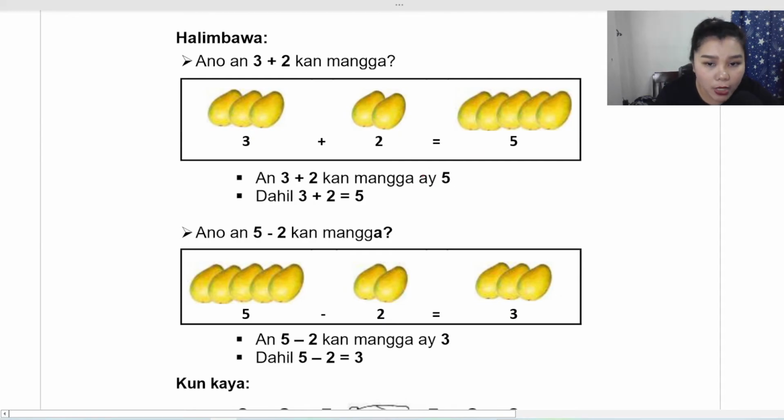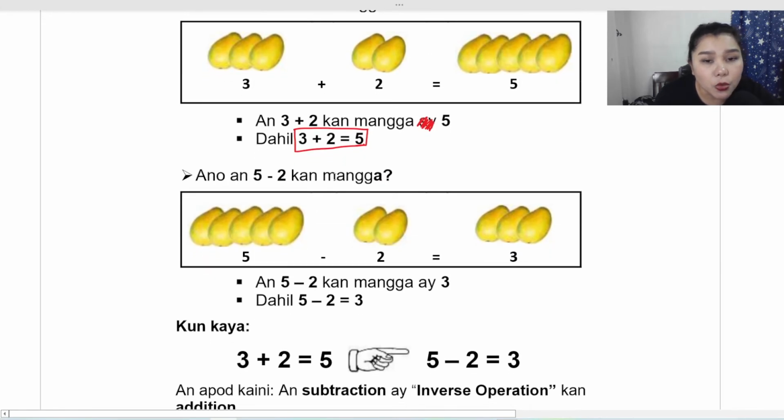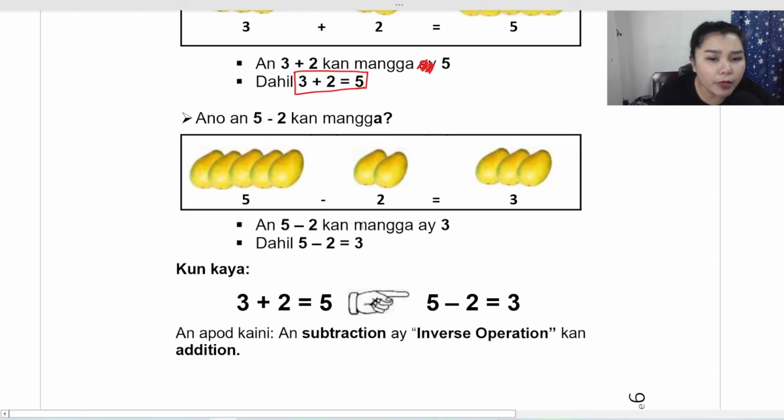Wala, alisin ko ang I because we don't have I in MTB. And then dahil 3 plus 2 equals 5. So take note, this is an addition sentence. So paano ba to magiging subtraction sentence? So ano ang 5 minus 2 kan mangga? So we have 5 mangoes subtracted with 2 mangoes equals 3. So ang 5 minus 2 kan mangga, 3. So, dahil 5 minus 2 equals 3.